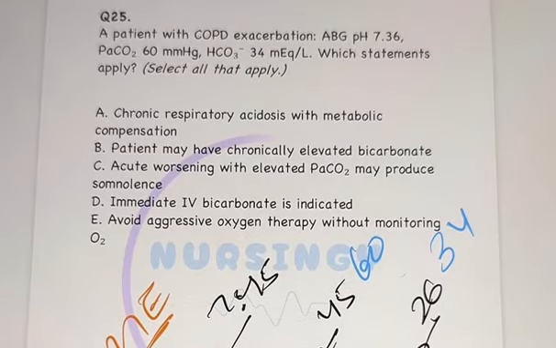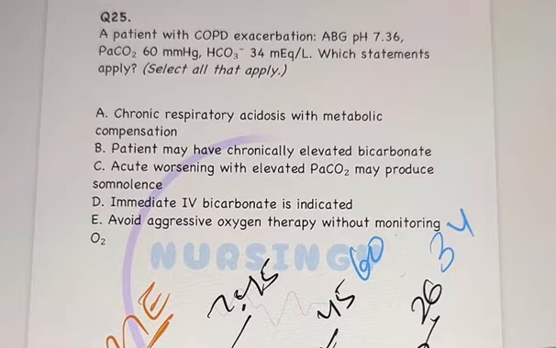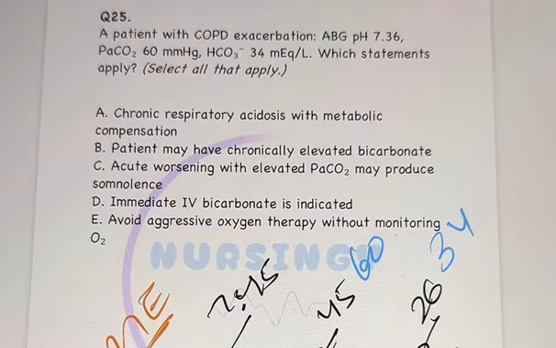If only the pH is wrong and the respiration is wrong and the HCO3 is normal, like 23 maybe, then it's uncompensated. So A is correct. Definitely A is correct. It is chronic respiratory acidosis with metabolic compensation.